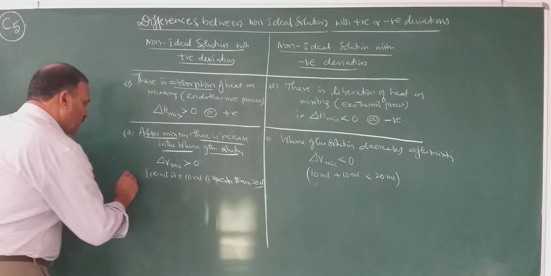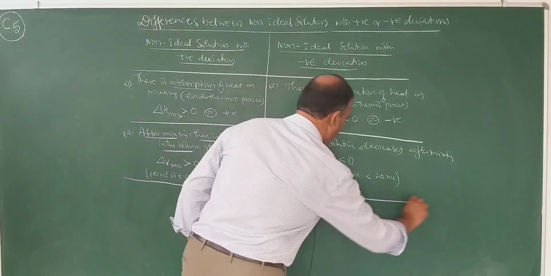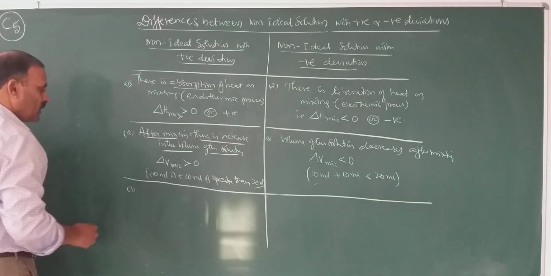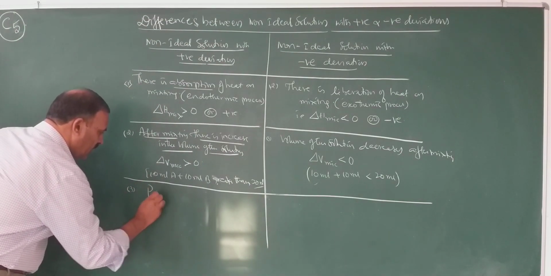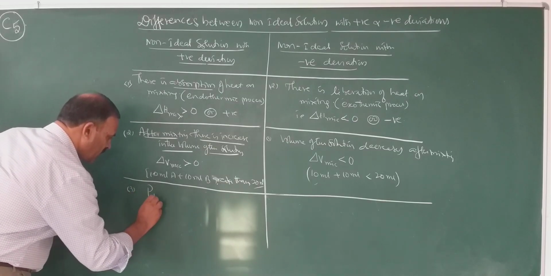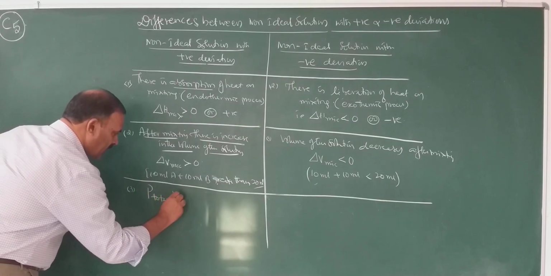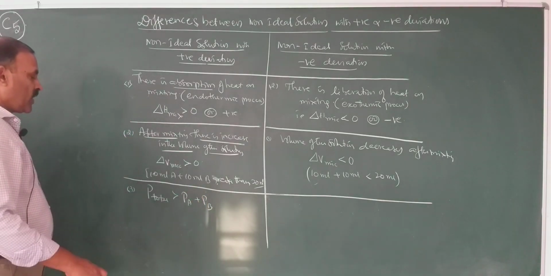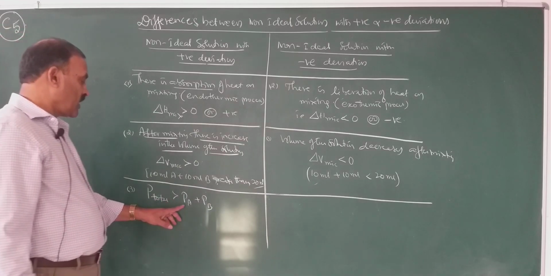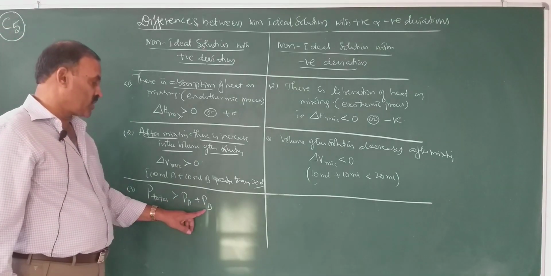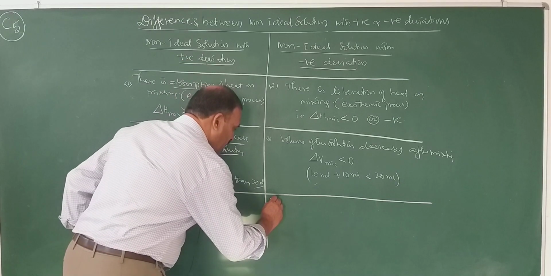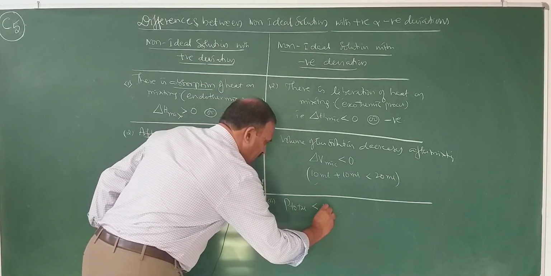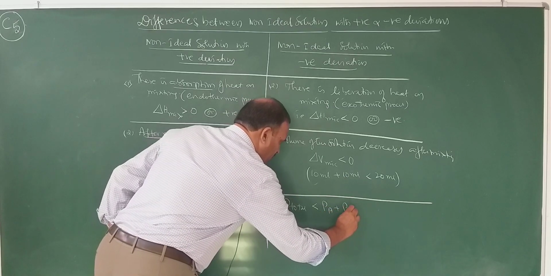So the third difference is total vapor pressure. So P total is greater than PA plus PB. Total vapor pressure of the solution is greater than the partial pressure of liquid A and partial pressure of liquid B. So here what happens? P total is less than PA plus PB.